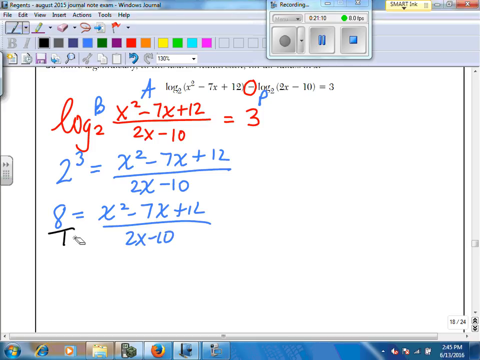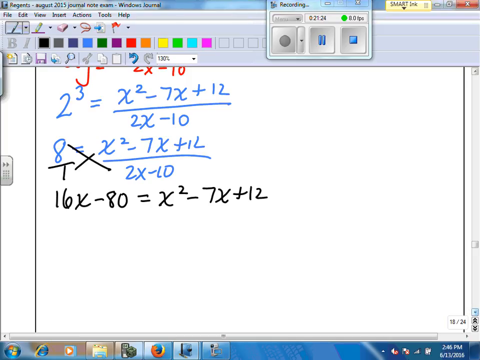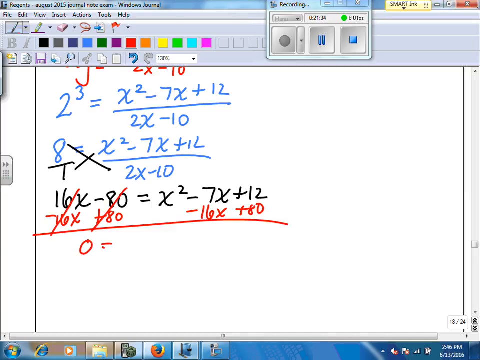Why am I writing 10? I'm like losing my mind today. So 8 times 2x minus 10 is 16x minus 80. And then this obviously would be x squared minus 7x plus 12. But I want to get this equation so it's equal to 0. So I need to subtract this and add that. Cancel, cancel. X squared minus 23x plus 92.